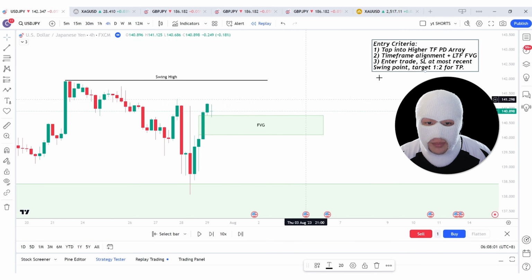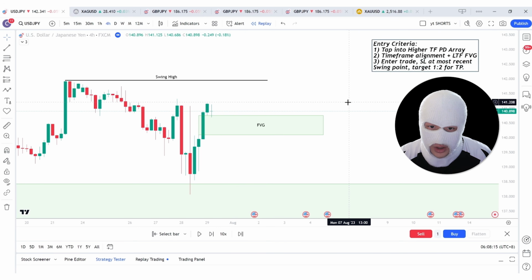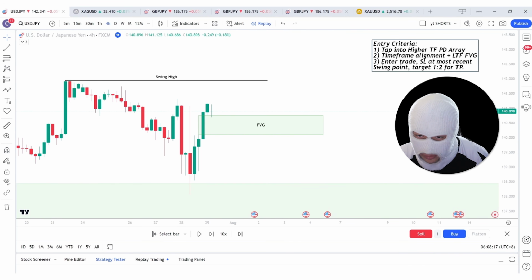So you want to be looking at the higher time frame fair value gaps. Step 2, drop down to your entry time frame and look for a further fair value gap in line with your higher time frame bias. Step 3, enter the trade, placing your stop loss at the most recent swing point, targeting a 1:2 risk to reward ratio. If you don't understand what risk to reward ratio is, not to worry, we will go through it in the very next example.